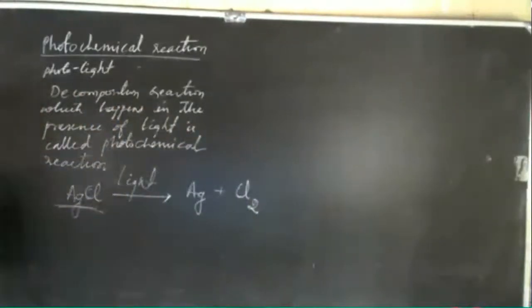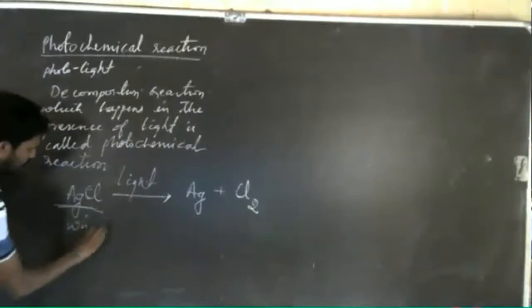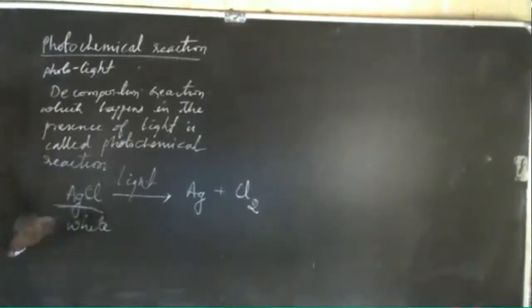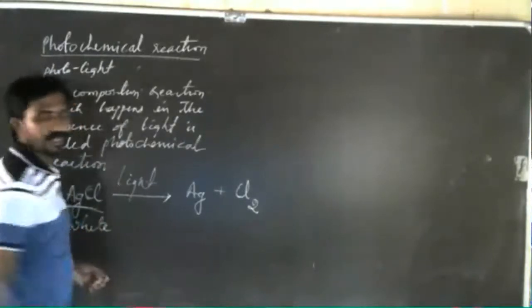So it exhibits its property. This silver chloride is white in color, a white powder, solid. It breaks up.